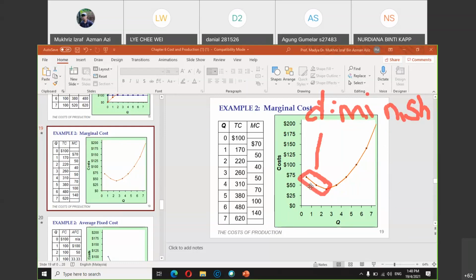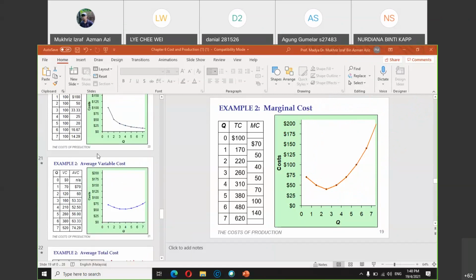So it starts to decrease first, and then it goes up again. So this part is the increasing marginal cost. The diminishing or decreasing marginal cost is only this portion. Once it reaches the minimum, then it will go up again. So going up is not diminishing, it's increasing marginal cost. These are certain concepts that you need to understand.